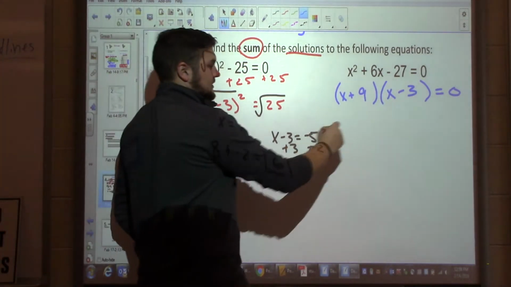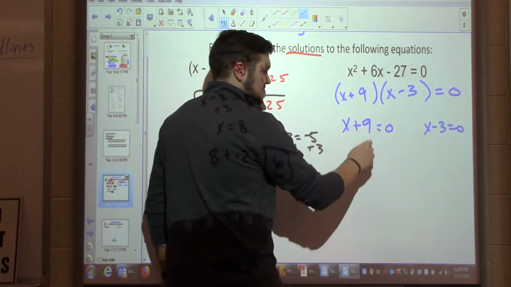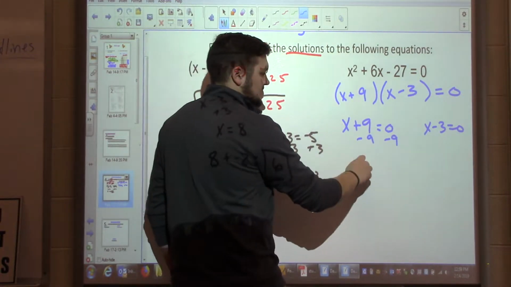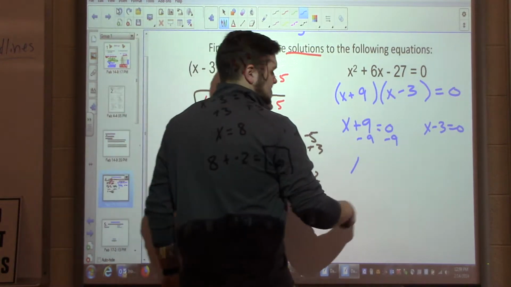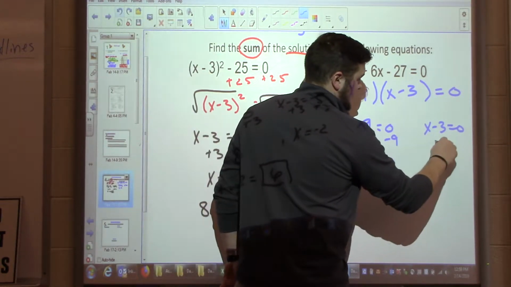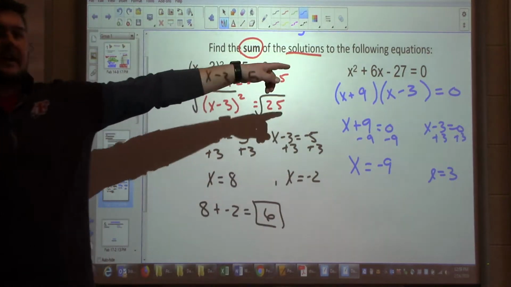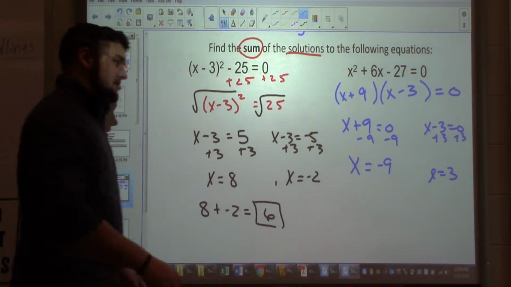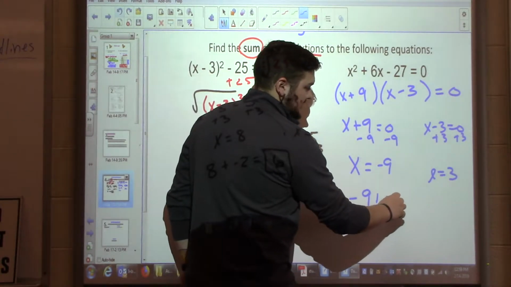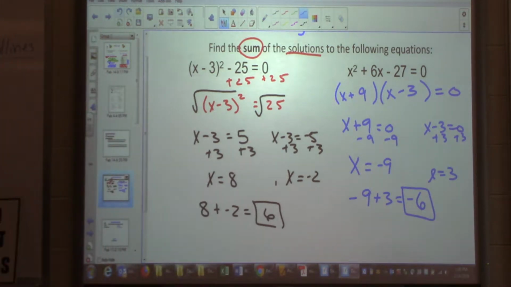Set each side equal to 0. X plus 9 equals 0. X minus 3 equals 0. Minus 9 minus 9. X equals negative 9. Oh, don't put a box on it. Add 3. X equals 3. So x equals negative 9, x equals 3. Kelly, what do I need to do? Add up to get the sum. Negative 9 plus 3. Negative 6. Sweet, you just learned how to do operations on solutions.